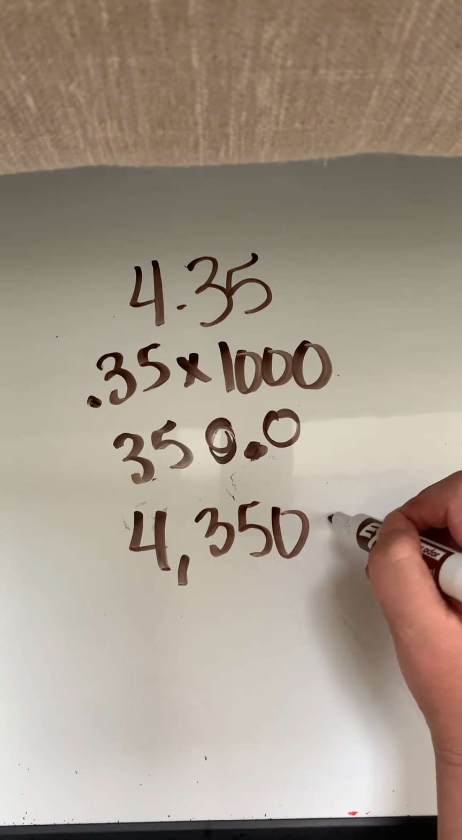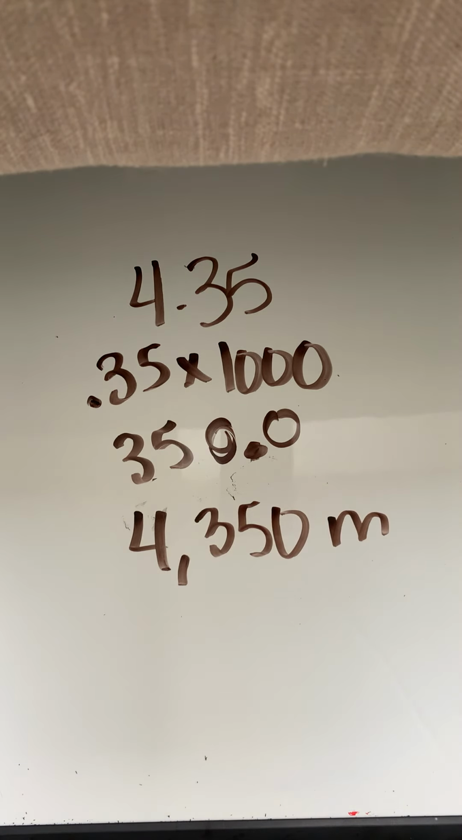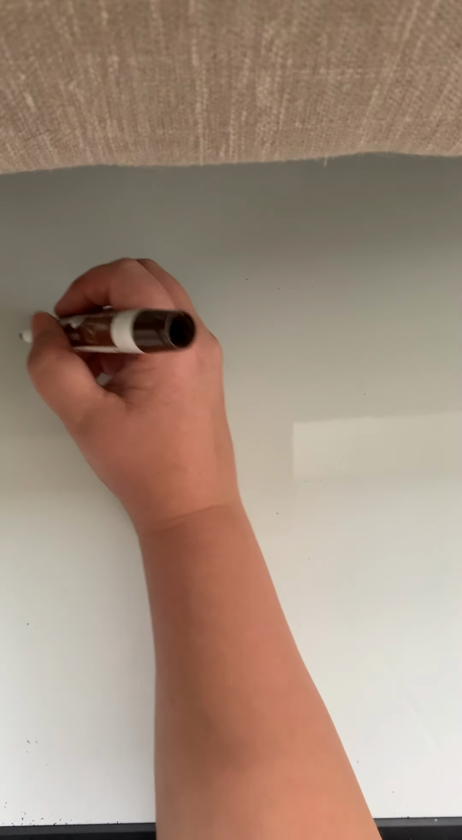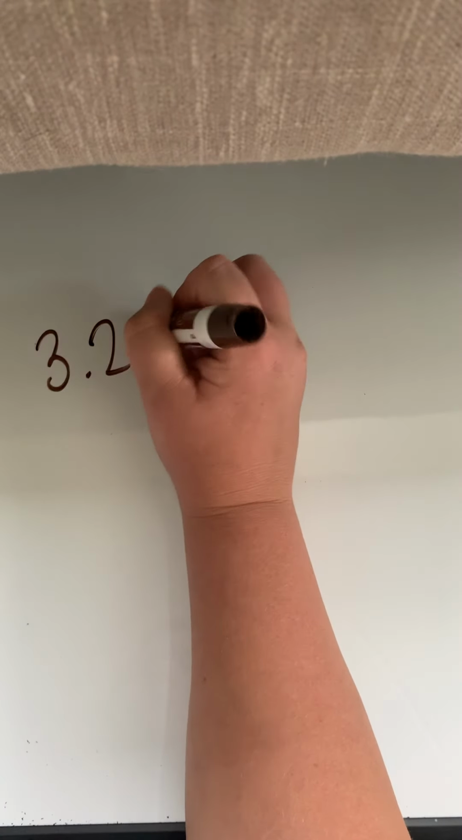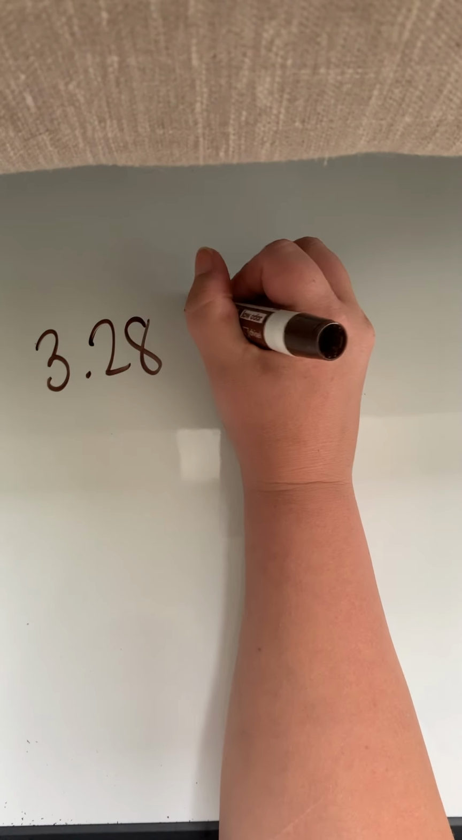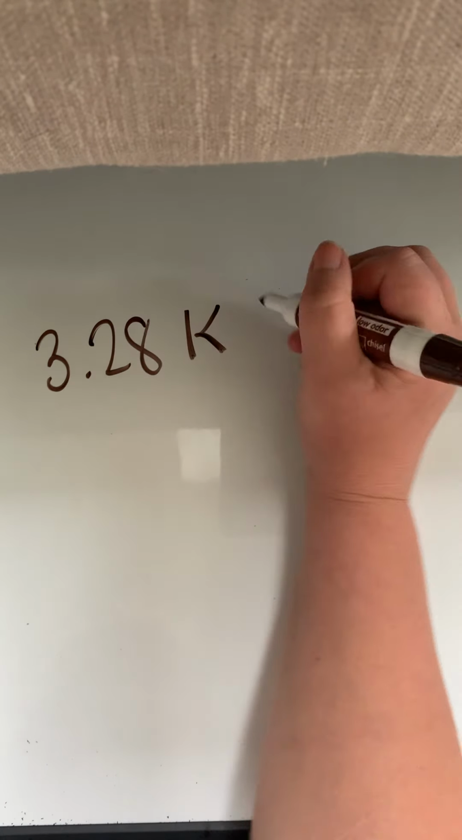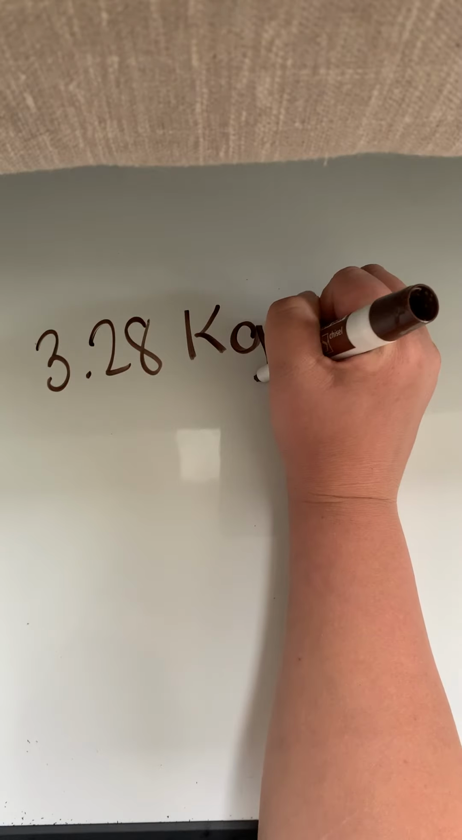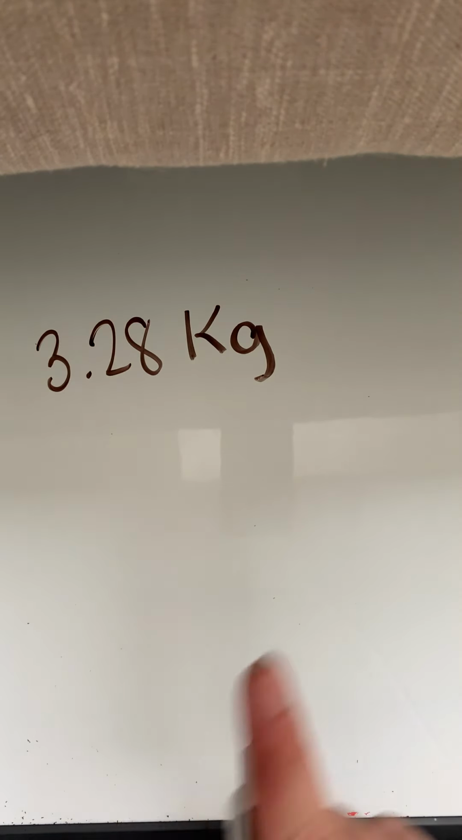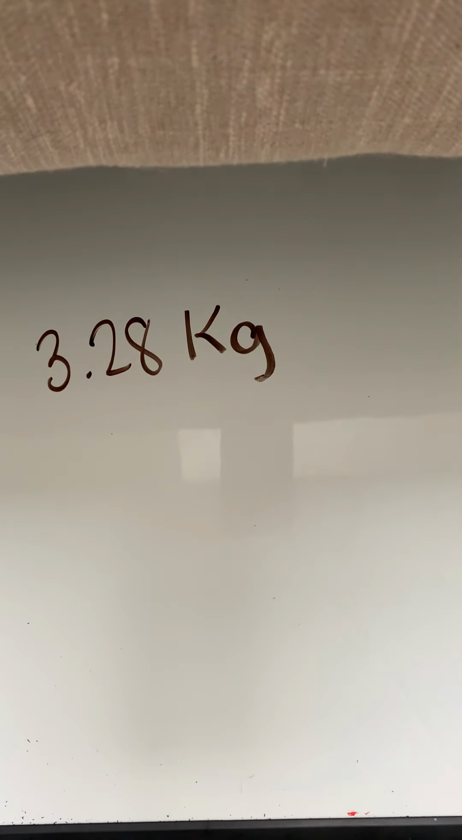350 meters, okay? All right, let's take a look at B. It says, I'm not going to read it to you. It's easier for me to show it to you on the board. The weight of Melanie's cat is 3.28 kilograms.